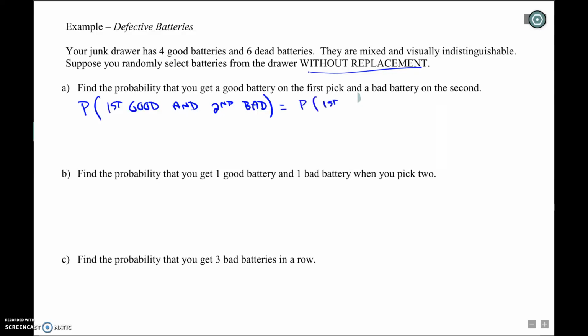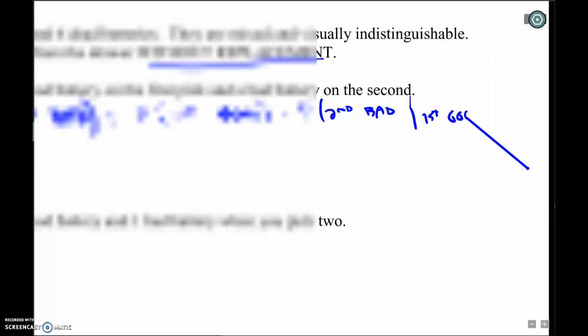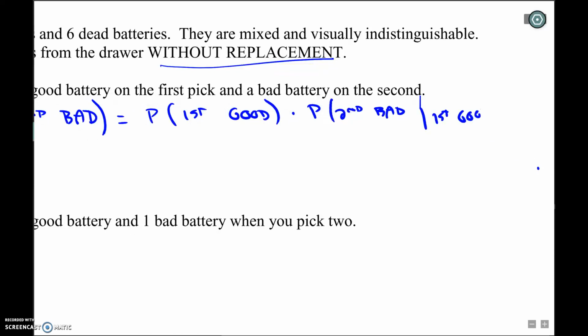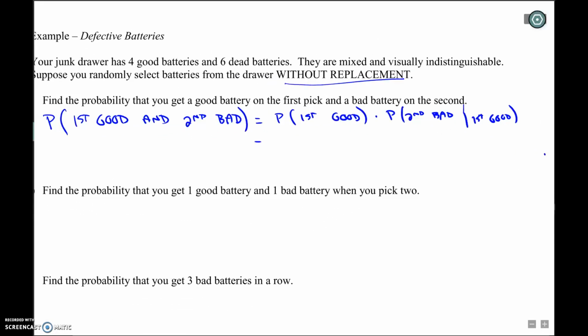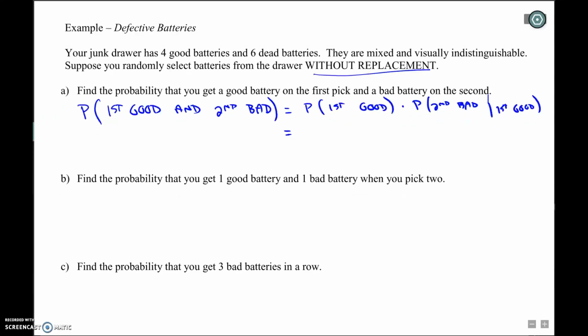What's the probability the first is good times the probability that the second is bad given the first is good. Okay. So the probability that the first battery is good: well, there's a total of 10 batteries, and 4 of them are good. So that is 4 out of 10 times. Now, what's the probability the second battery is going to be bad, given that you picked out a good one on the first pick, and you don't replace it? So instead of 10 batteries in the drawer, now there's going to be 9 batteries total. And of those 9 batteries, 6 of them are bad.